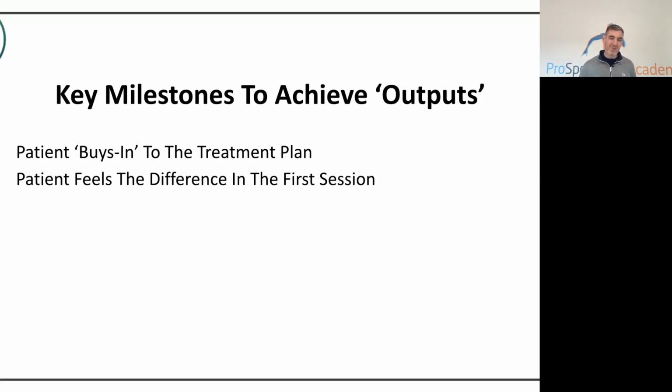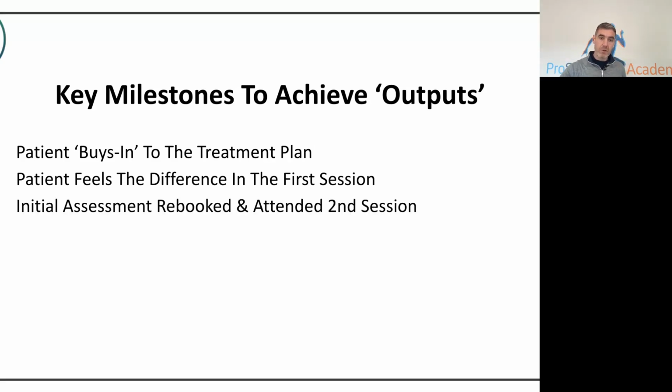So those 2 things are really, really important in order to give us the best chance of reviews and referrals. And remember, that's why we're doing these 6 stages, is to give us the best chance of keeping that patient progressing and ultimately getting reviews and referrals. Okay, well, obviously, of course, helping them achieve their goals and earning those reviews and referrals. So what is stage 3? Well, stage 3 is that the patient actually rebooks after the initial assessment and attends the second session.